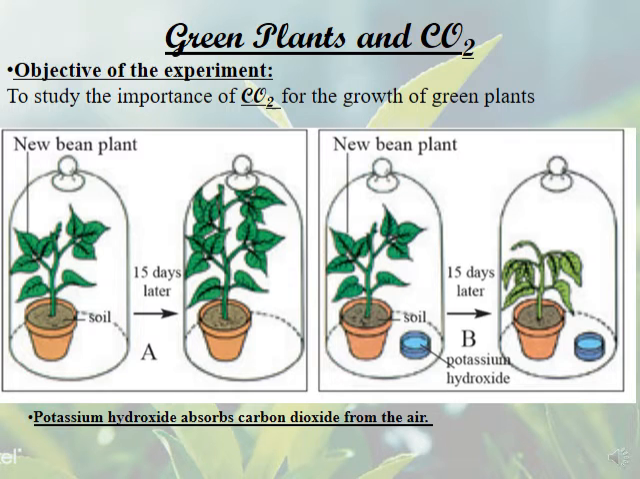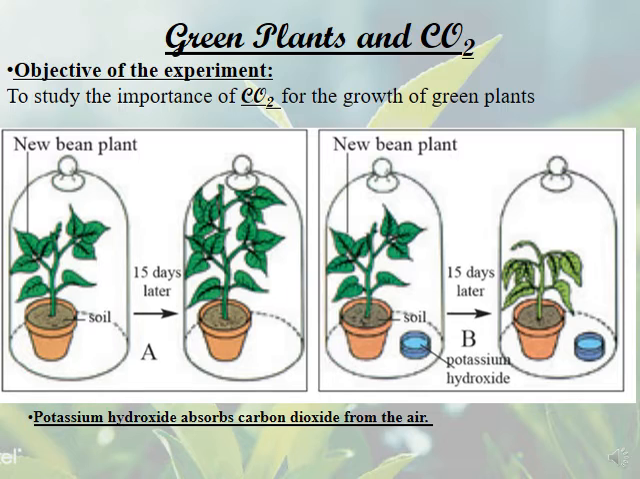Moving to the fourth experiment, which is about the green plants and CO2. Also, the objective or the aim or the purpose of this experiment is to study the importance of CO2 for the growth of green plants. So here we have two plants, A and B. Plant A is found inside a glass jar that was transparent. It allows the light to go through it.